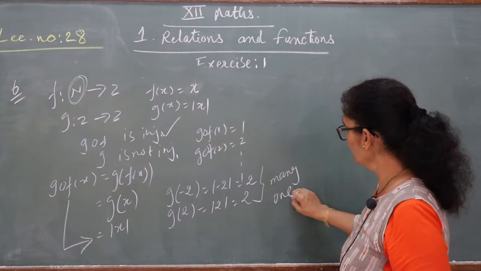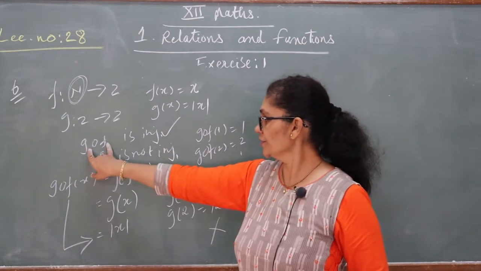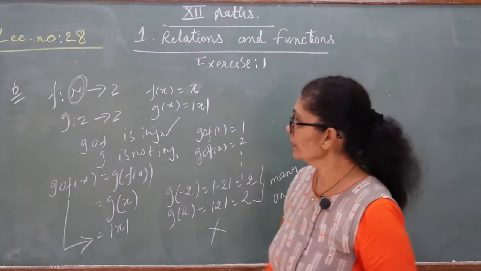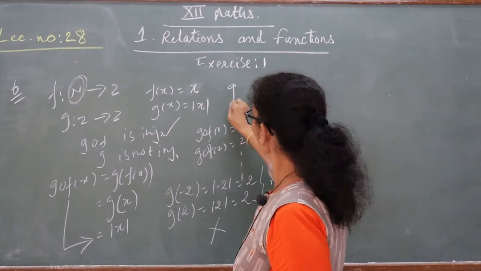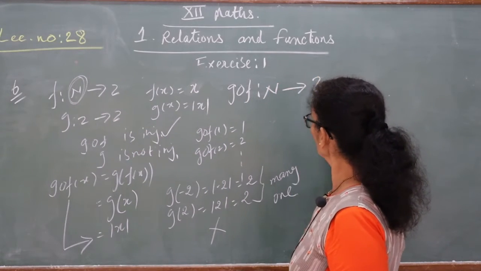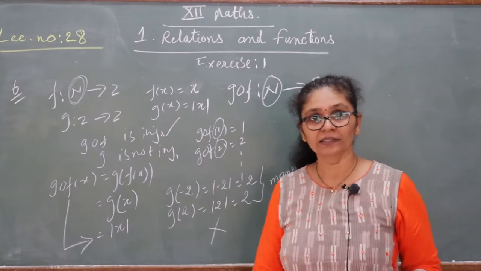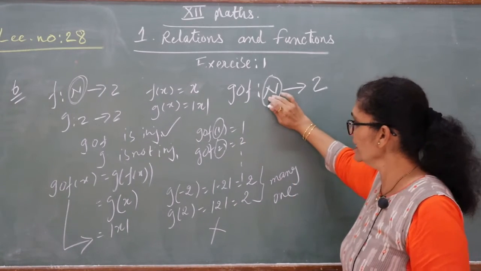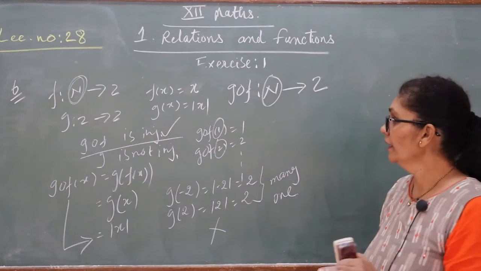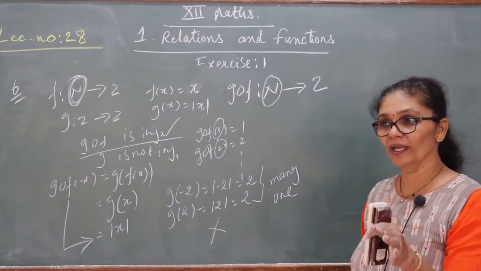So this function is many-one. Many-one means not injective. So when you combine g over f, you get mod of x. But why is it injective or one-one? Because now your g over f, when you write g over f, it starts from N to Z. So when you choose the numbers from the domain, because its domain is N, it is one-one. But if the domain is Z, then definitely g over f is also not injective, remember. So it's based on the sets which are given for domain and codomain.